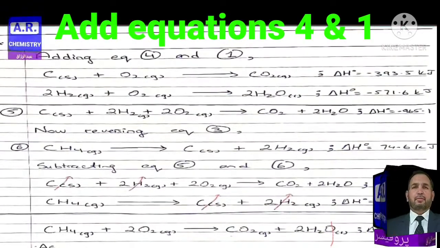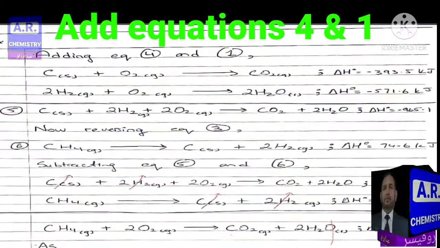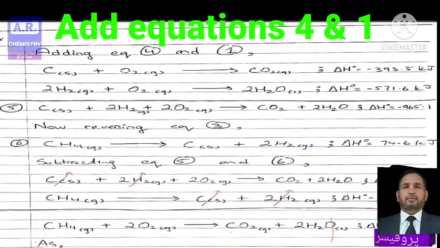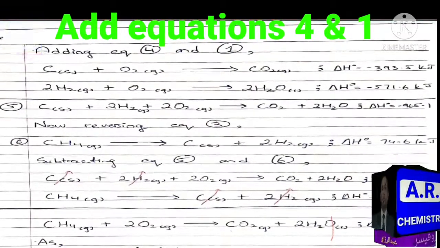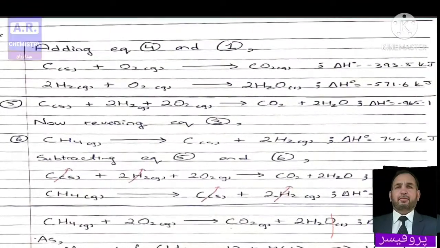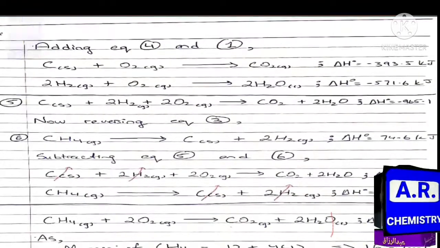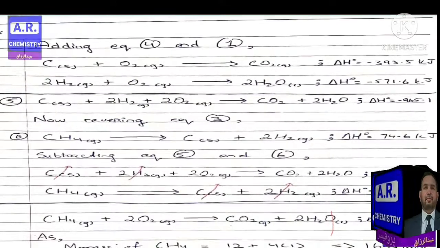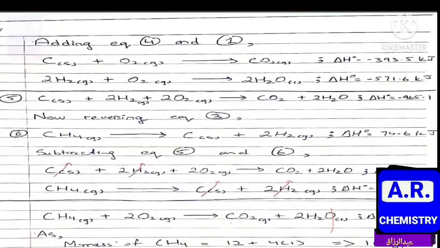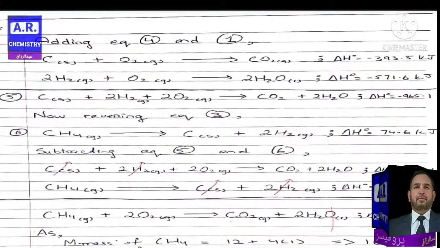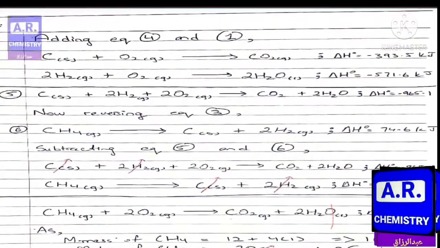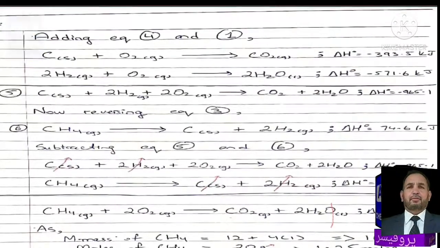When you add these two equations, you get equation 5, and equation 5 is carbon plus 2H2 plus 2O2, giving carbon dioxide in the products and 2 moles of water, and you also add the enthalpy values 393.5 and 571, and both are with negative signs. So here also in equation 5, the energy or enthalpy value would be negative.